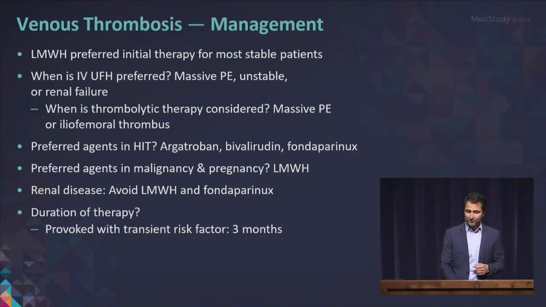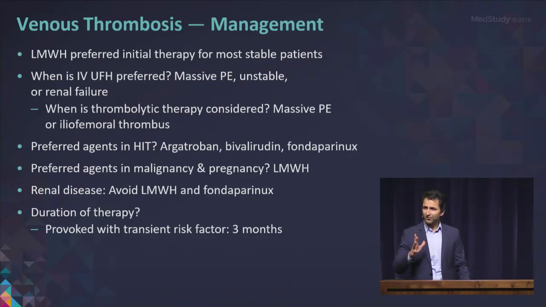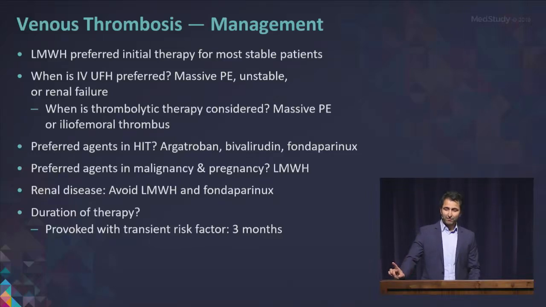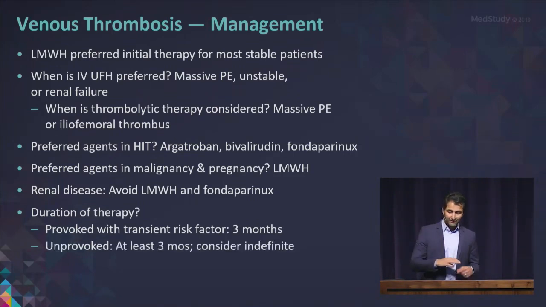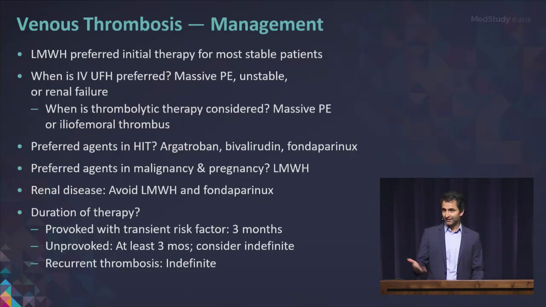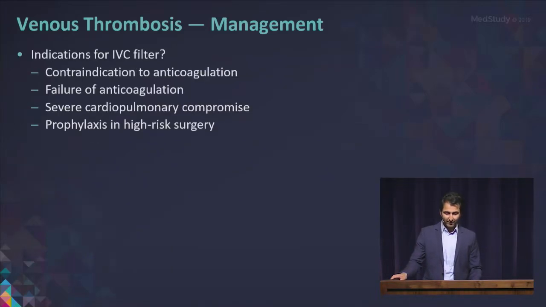As far as duration of therapy, some controversy, but this is what you should know. If you have a provoked DVT or PE with a transient risk factor, like after hip surgery, 3 months is all you need. If it's unprovoked, you don't know what caused it, minimum 3 months, but you can consider long-term. And if you have recurrent VTE, then it's indefinite. This is per chest guidelines from the American College of Chest Physicians.